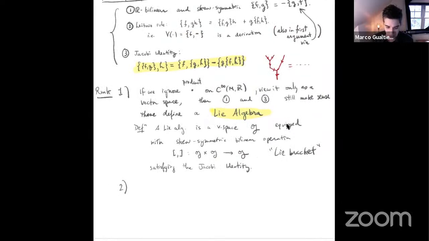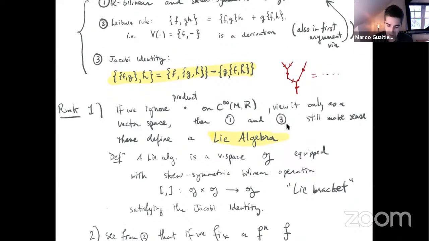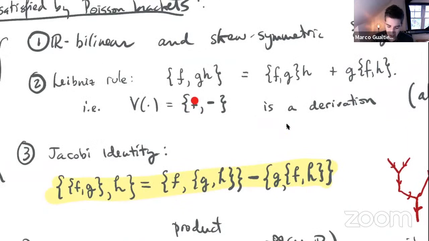is really about the second law, the Leibniz rule. So we see from 2 that if we fix a function f, and we look at how it brackets against everything, the operation of bracketing against f is a derivation and therefore a vector field. Now here's the key idea: whatever this mechanism is, this Poisson bracket, the key thing that it allows you to do is to transform a function into a vector field.